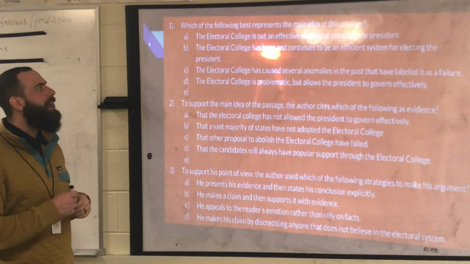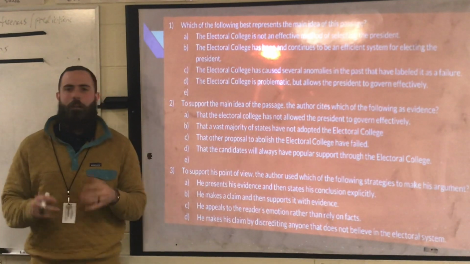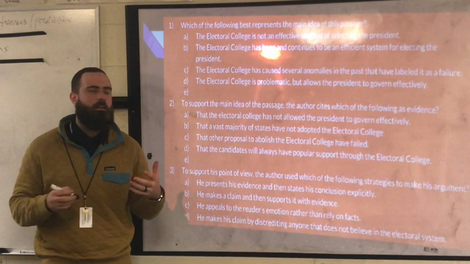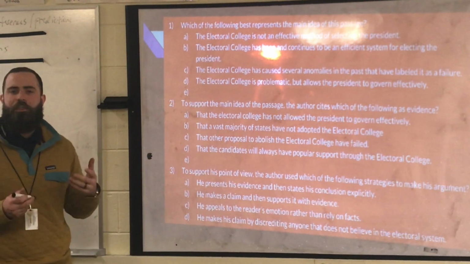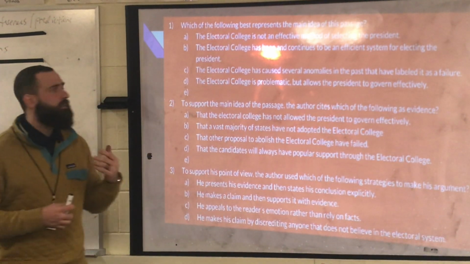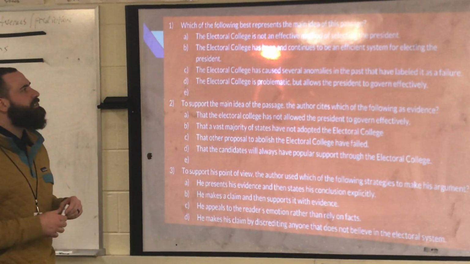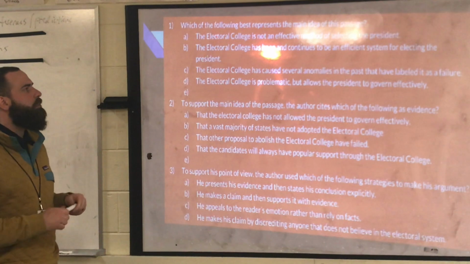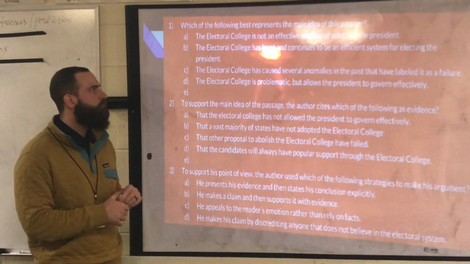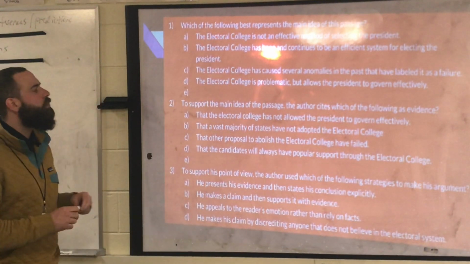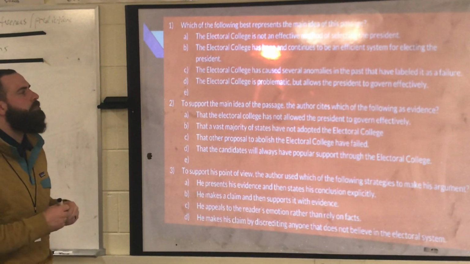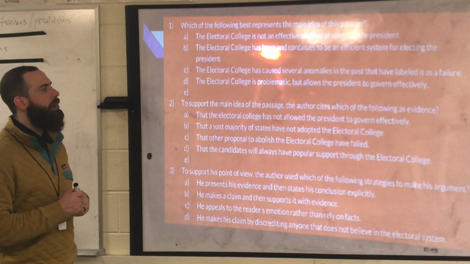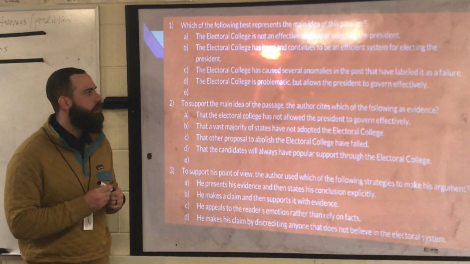Which of the following best represents the main idea? Remember, main idea, central idea, argument, those are all synonyms. They mean the same thing. What is the author trying to prove? So I go through this. Answer A, the Electoral College is not an effective method of selecting the president. B, the Electoral College has been and continues to be an efficient system for electing the president. C, the Electoral College has caused several anomalies in the past that have been labeled as a failure. And D, the Electoral College is problematic but allows the president to govern effectively.